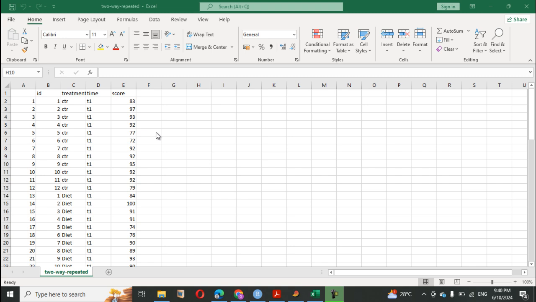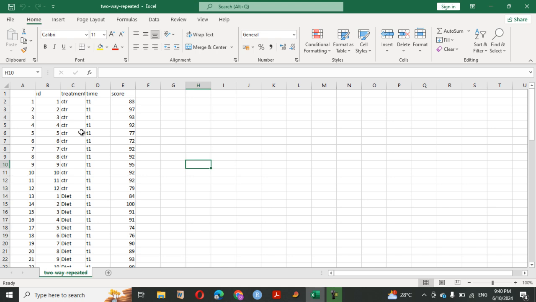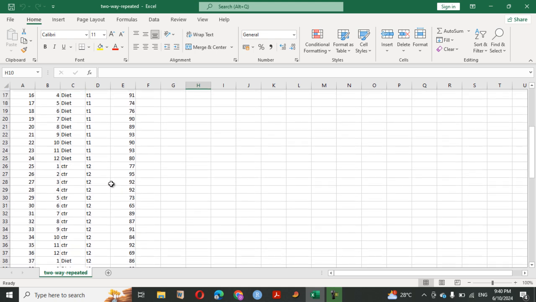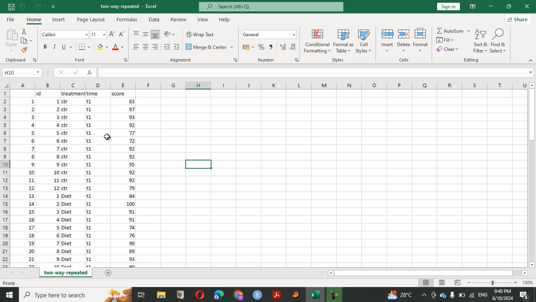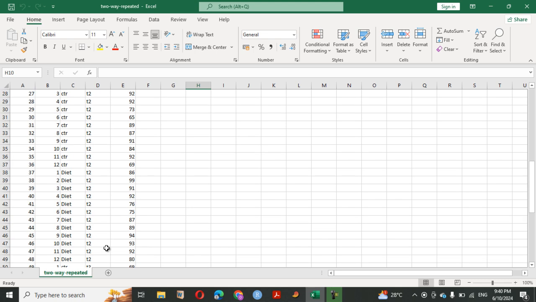So we have T1, T2, T3. You can see here based on control and diet. You can see T1, T2, T3 here. Different time intervals. All right, so we have a beginning of time, we have a middle, we have an end. So we can just call it T1, T2, T3.